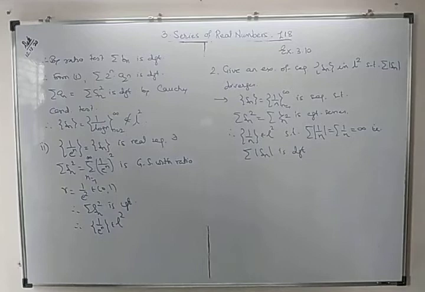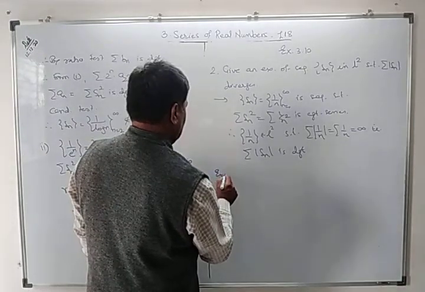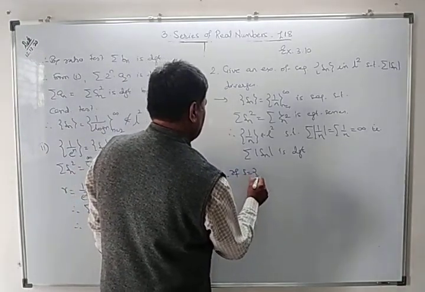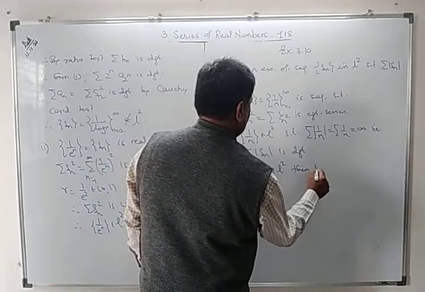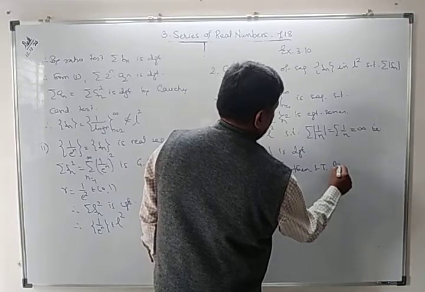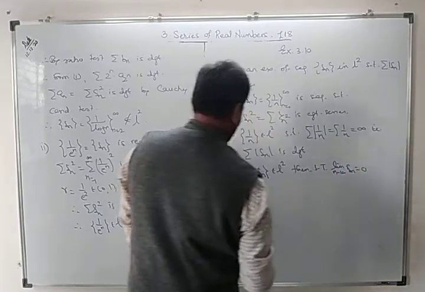Next example, question number 6. If Sn belongs to L2, then prove that limit of Sn is 0. If S is equal to Sn belongs to L2, then show that limit n tends to infinity of Sn is 0.